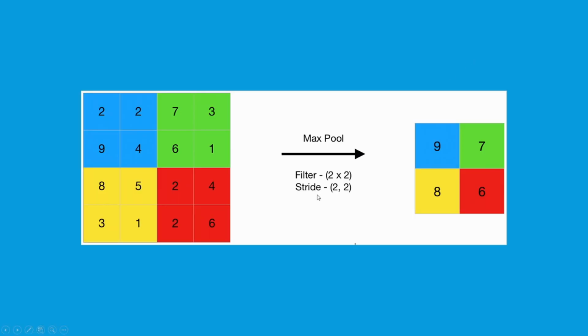As you can see here, we have a filter of 2 by 2, and then we have a stride of 2 by 2. So if our filter starts here, what's the maximum value? It's 9. It prints out 9. It then moves here. What's the maximum value? 7. We move downwards. What's the maximum value? It's 8. And then we move to the right. What's the maximum value? It's 6.